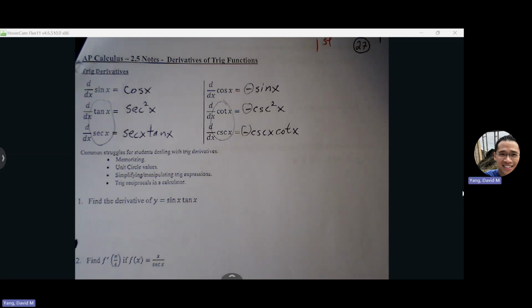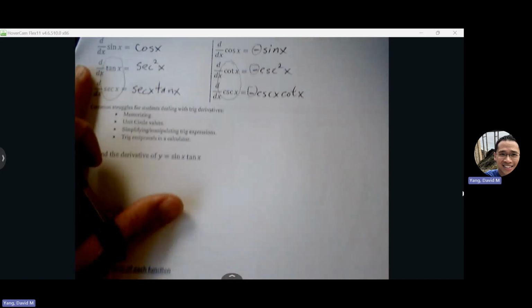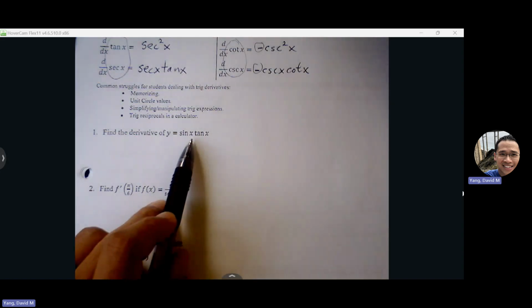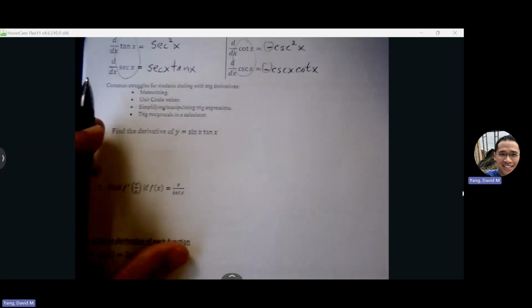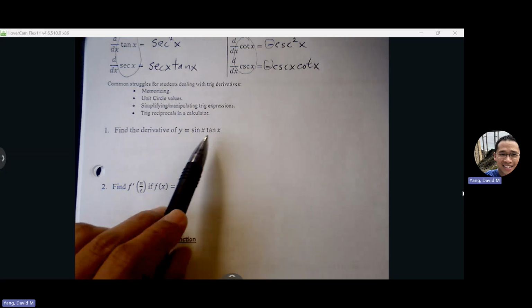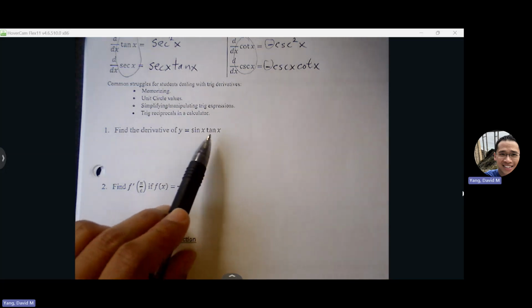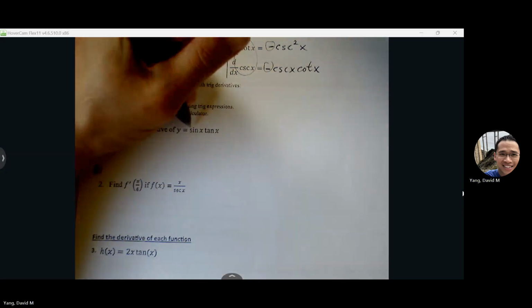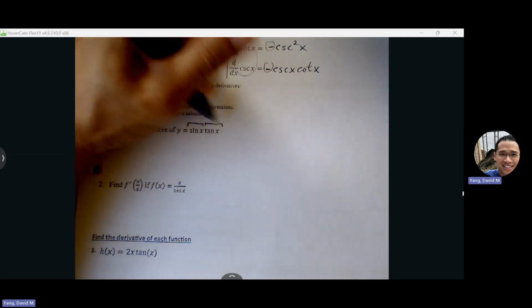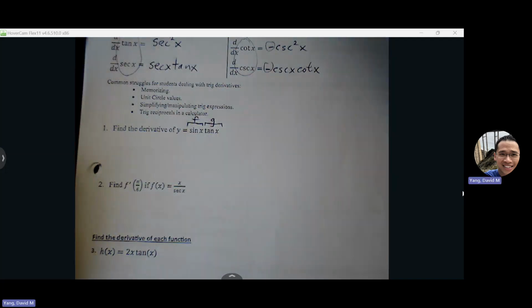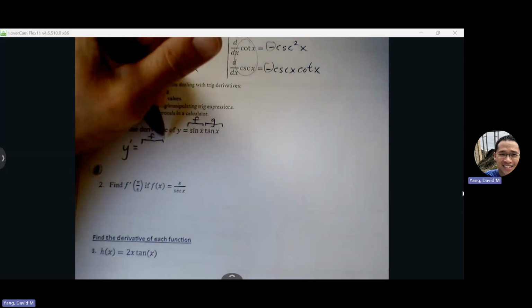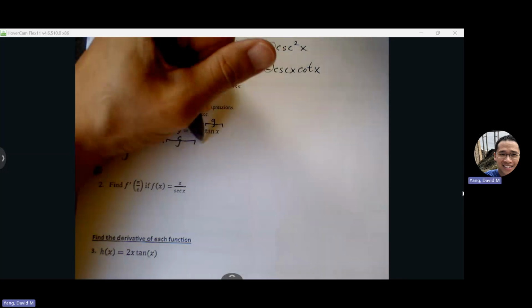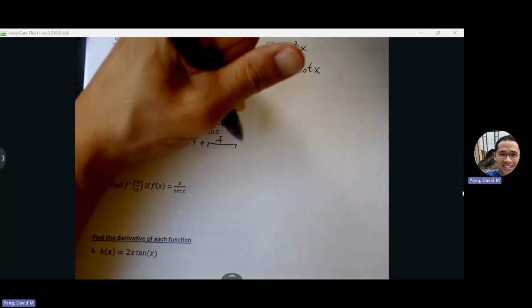All right, so let's start with number 1. Number 1 says find the derivative of sine of x times tangent of x. We see that these are 2 separate functions that are being multiplied. So we can't just do sine's derivative and tangent's derivative separately. We have to go through what? Product rule. Yeah, so sine x, tangent x. We have to build out our product rule. And then once we know what we need, we can just put it all in the right place.